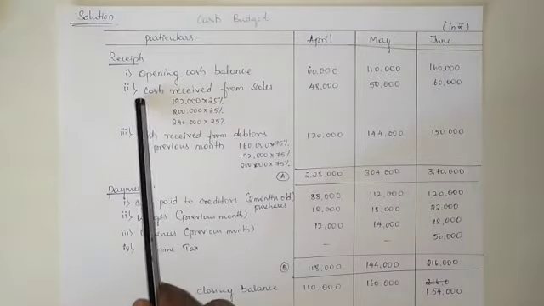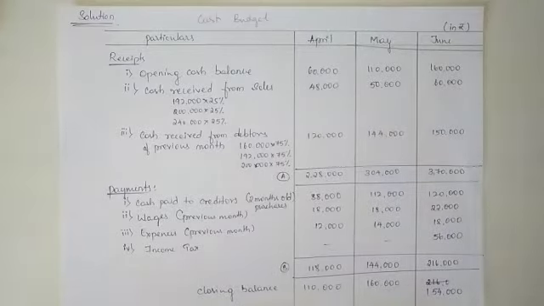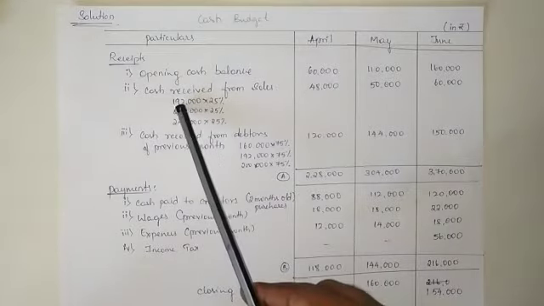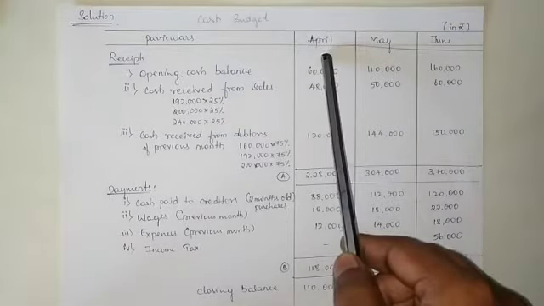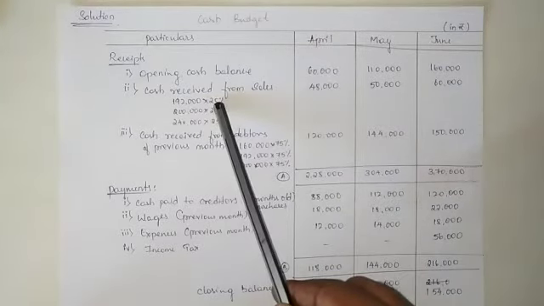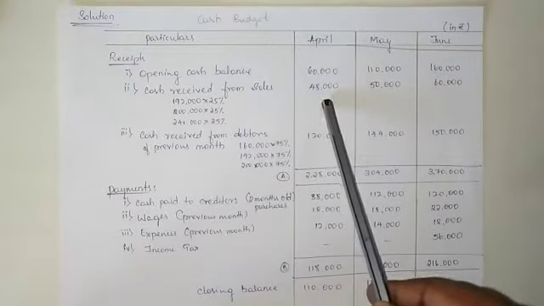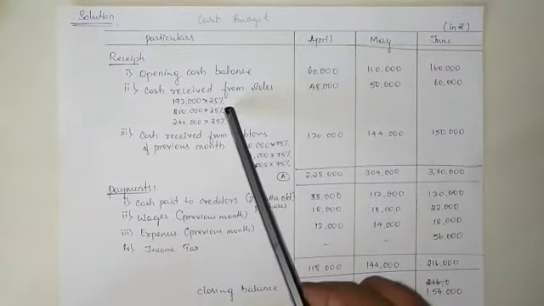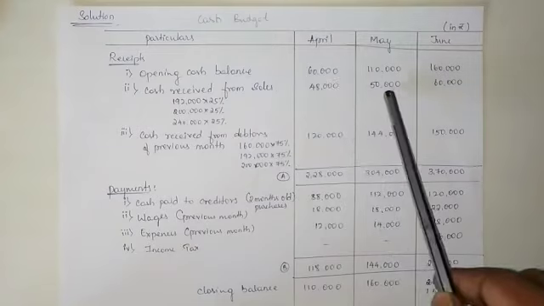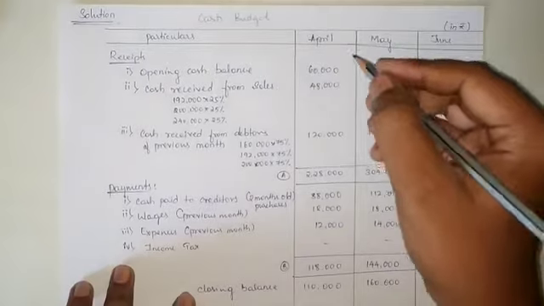After which, cash received from sales. They have given that 25% of the sales is cash sales. Only 25% of that particular month's sales, 1,90,000 in April, is cash sales. That cash is received in that particular month only. Then 2 lakh rupees sales happened in May, out of which 25% is cash sales, so 50,000 is received in that month.